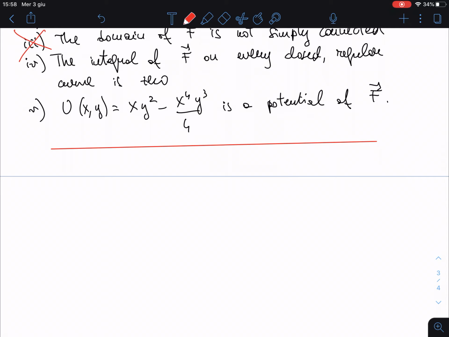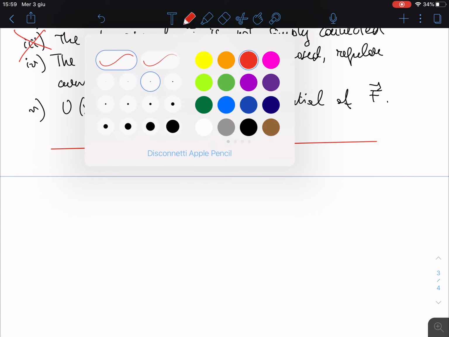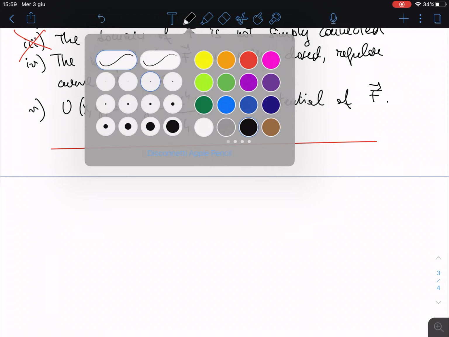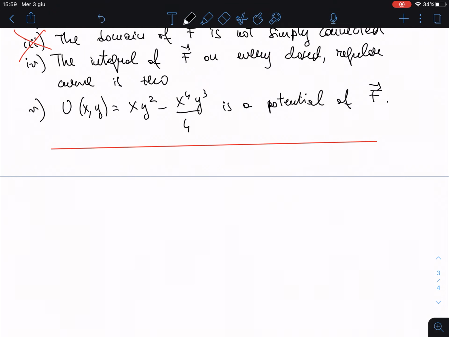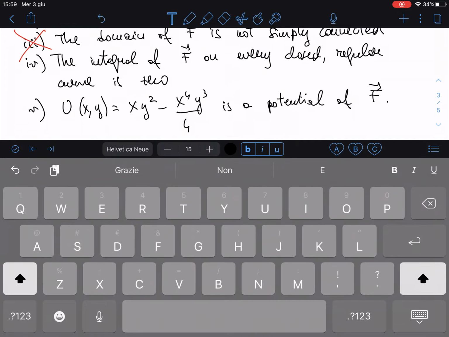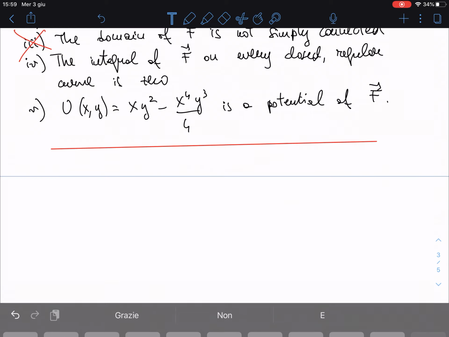So now we keep on considering the problem of establishing conservativity of fields. Now we go to three-dimensional fields. Again, the question we are treating is always the same.